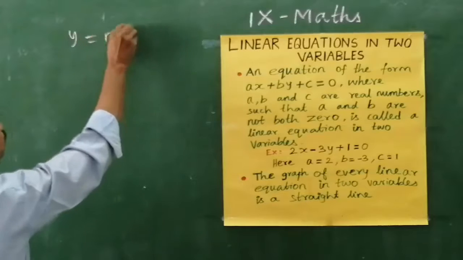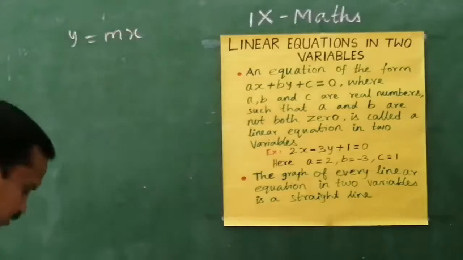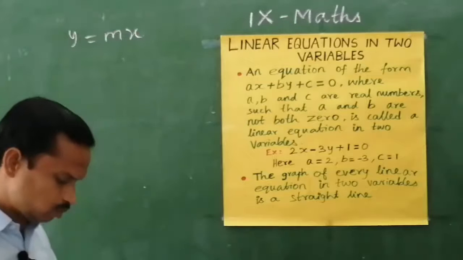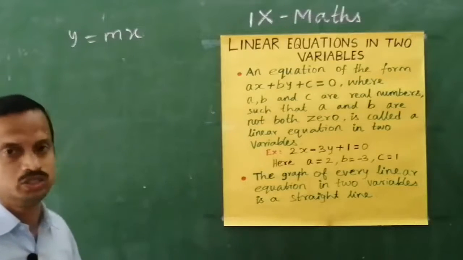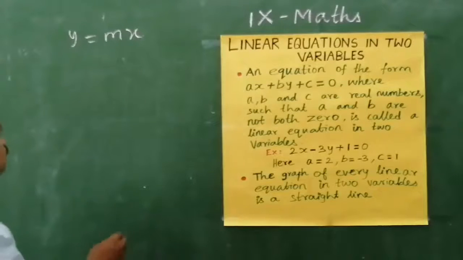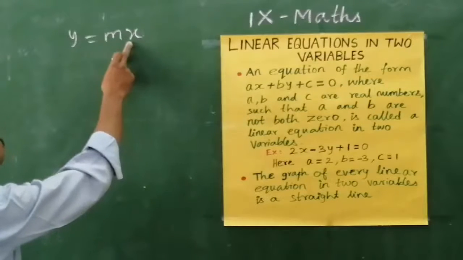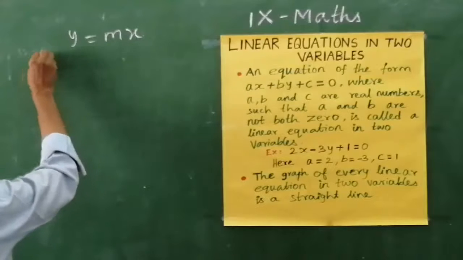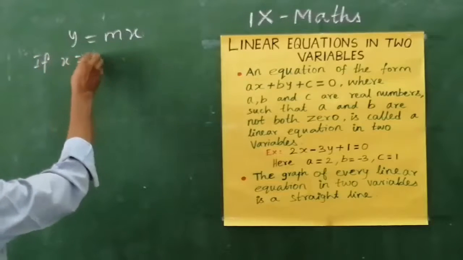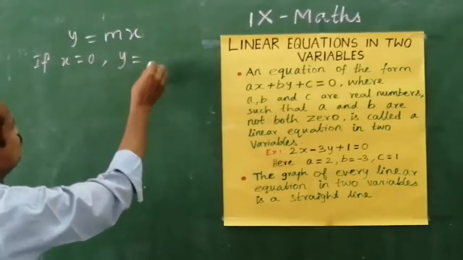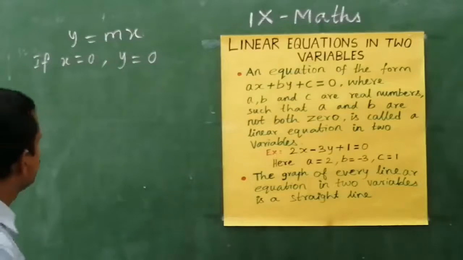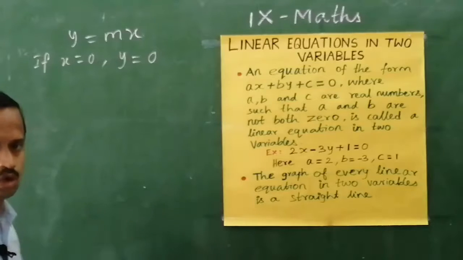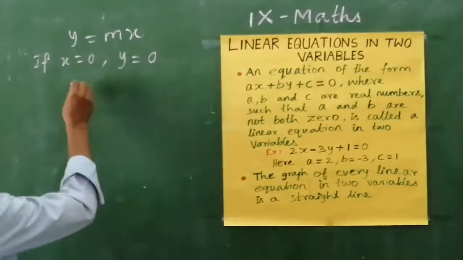y equal to mx. They are given that an equation of the type y equal to mx represents a line passing through the origin. For example, if I put x equal to 0, then y becomes m into 0, we get 0 only. So definitely 0 comma 0 is one of the points.